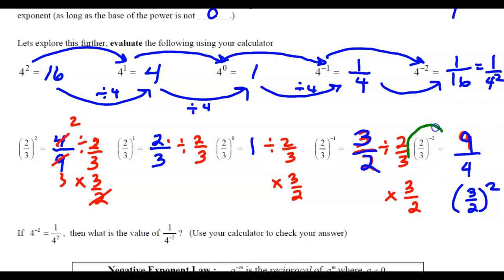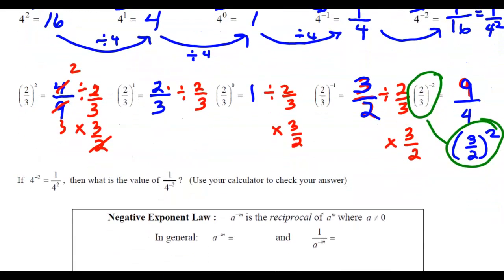So notice the difference between this one and this one, they have the same value, but in the original it has a negative exponent. In the final it's positive because we flipped the base. We've taken the reciprocal. It just happens to be a fraction. Okay, so fractions, you just flip it, as long as those brackets are around the whole thing.